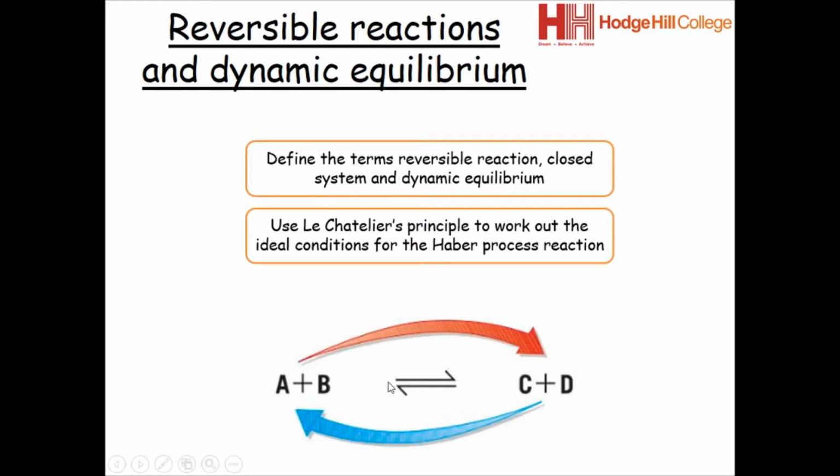A reversible reaction is shown by this arrow here, where one arrow is going forward and another one is going backwards. The definition for a reversible reaction is one in which the products can turn back into the reactants without any loss or gain in mass.